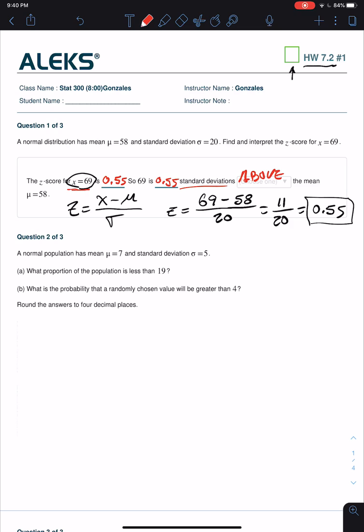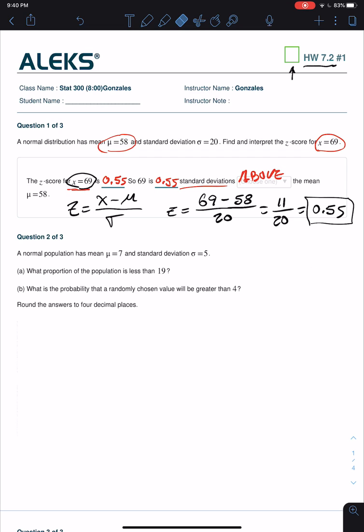Once again, we know it's above the mean because with our standard normal curve, the mean is always 0. And if you're at 0.55 on the positive side, that's definitely above. You could also get to that idea because remember the raw score was 69, and that's definitely above the mean of 58. So you kind of get there in a couple different ways. Let's get rid of that and start looking at our next problem.